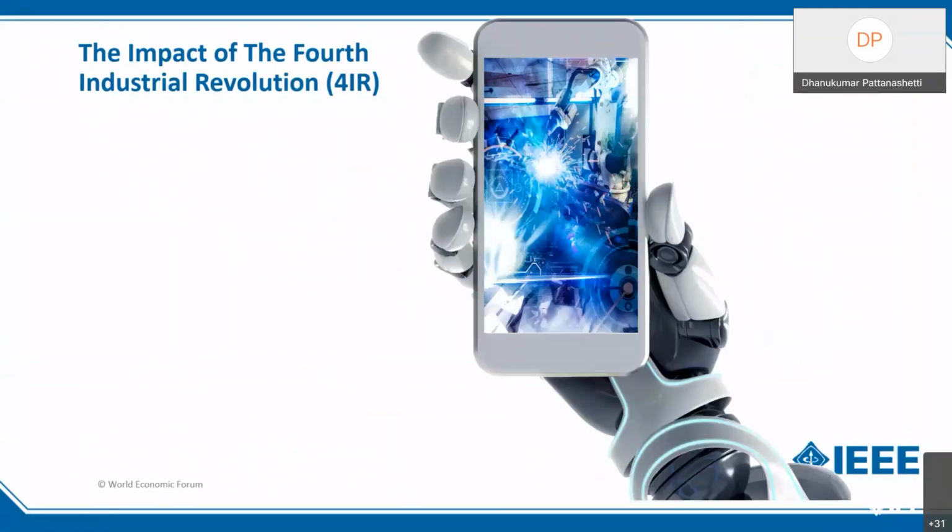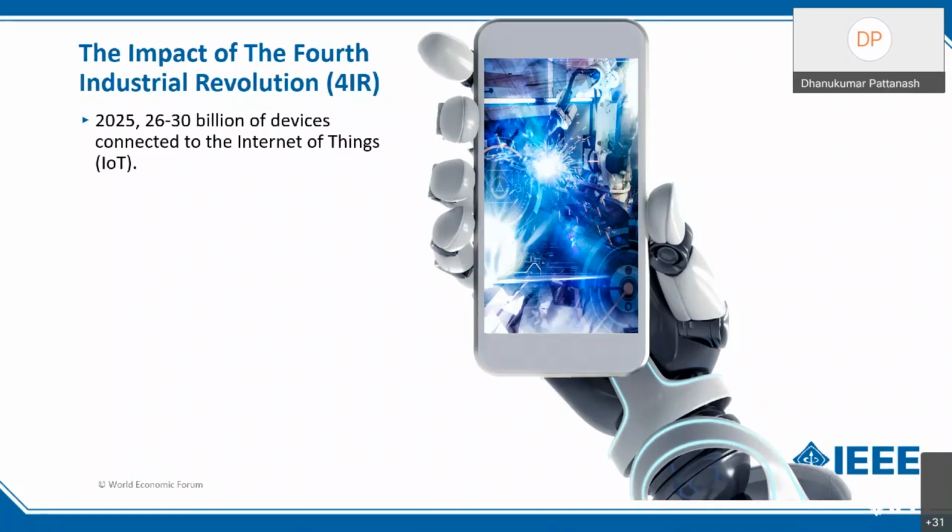If I have to tell you, by 2025, there will be 26 to 30 billion devices connected to the internet of things. So I'm here in my hometown, that is Davangere. My sister lives in Belgaum. So I can actually operate the washing machine in her house right from here. So that is how the devices will be connected.